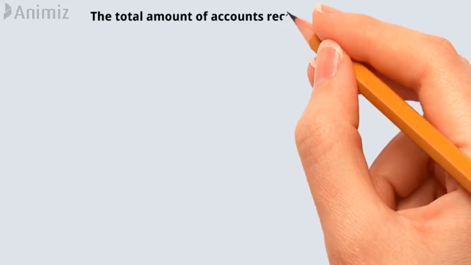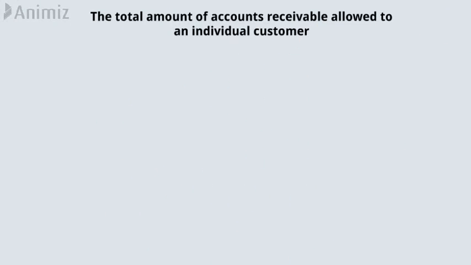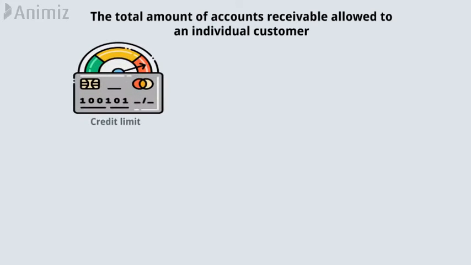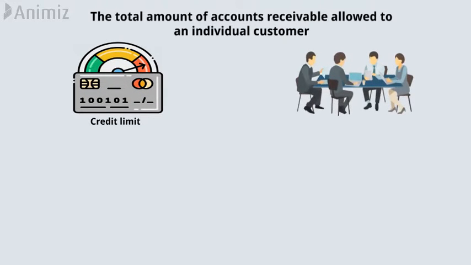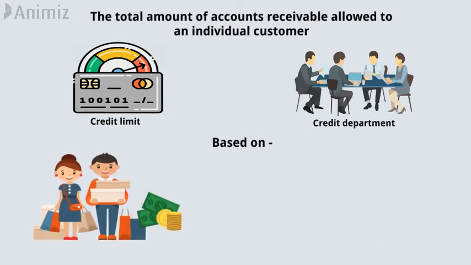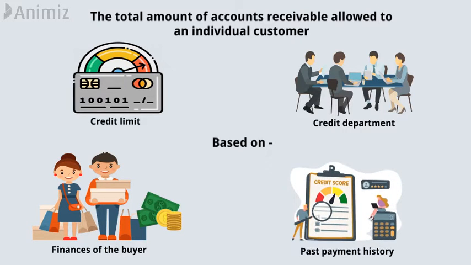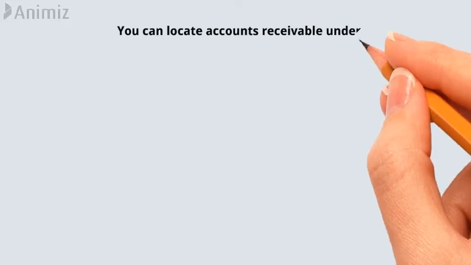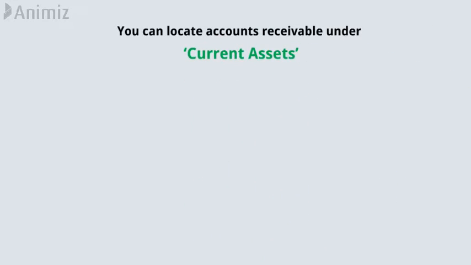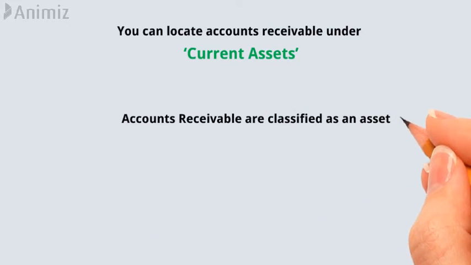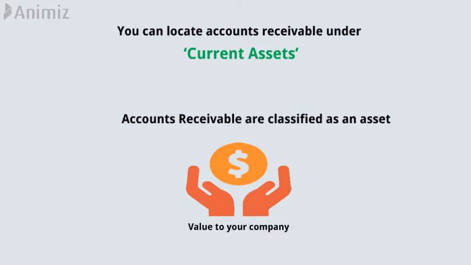The total amount of accounts receivable allowed to an individual customer is typically limited by a credit limit, which is set by the seller's credit department, based on the finances of the buyer and its past payment history with the seller. You can locate accounts receivable under the current assets section on your balance sheet. Accounts receivable are classified as an asset because they provide value to your company.